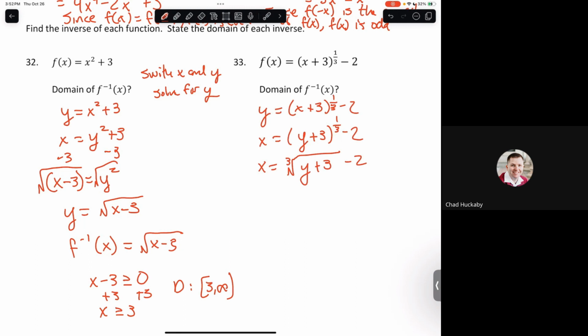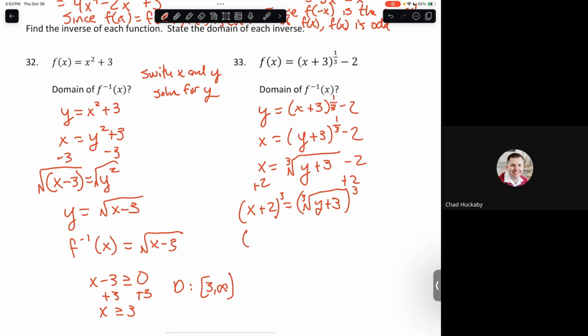So we're trying to solve for y, so we have to move this 2 to the other side, and we get x plus 2 is equal to the cube root of y plus 3. Okay? How do we undo the cube root? We want to get rid of it. We want to do the opposite. What's the inverse of the cube root? Cube. We have to raise it to what power? 3. To the third. We have to raise both sides to the third power.